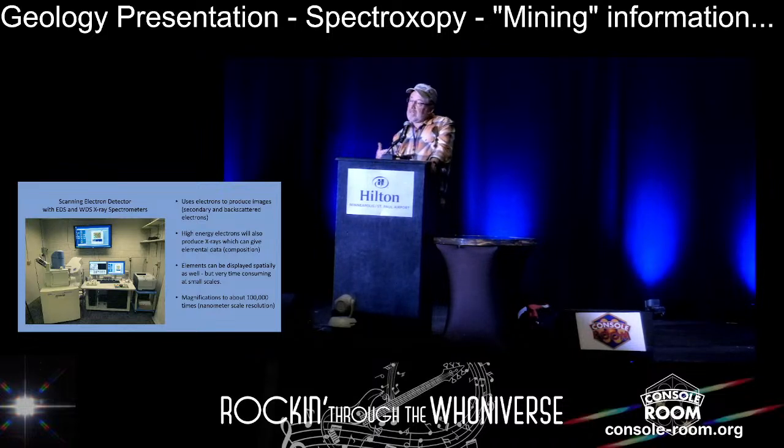But here we're using electrons to produce X-rays. So we're producing images with a couple of different types of detectors, and we can also get chemistry data from that if the conditions are set up correctly. So we can display that like the micrograph. We can do area maps, but it takes a long time. But we can pick points, very small specific features, and actually get the chemistry for that.